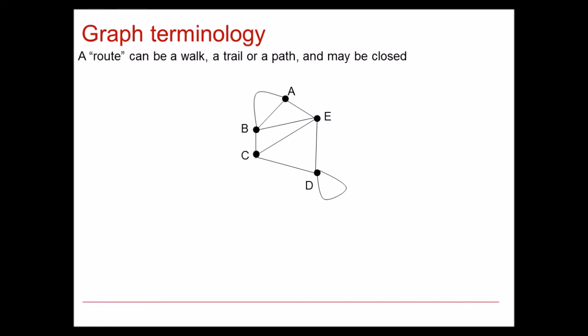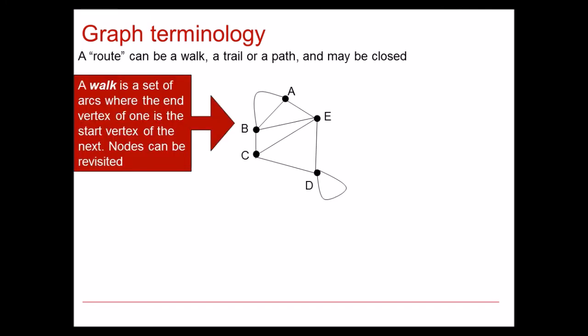Further vocabulary that you need to know is that a route can be a walk, a trail, or a path, and may be closed. So a walk is a set of arcs where the end vertex of one is the start vertex of the next. Nodes can be revisited. So for example, I could go from A to E to D to C, back to E, and then on to, say, B.